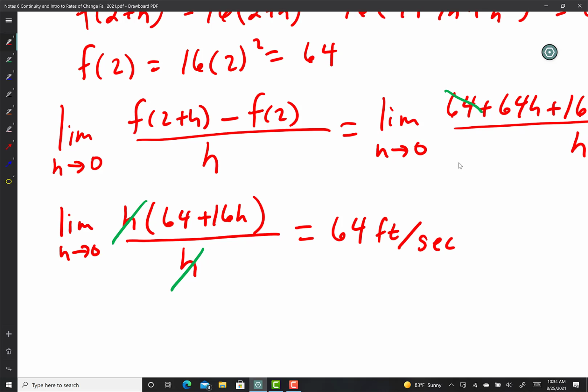So what did we just calculate? The instantaneous speed or velocity. For now, I mean, velocity is a vector, but we know we're falling down. The instantaneous velocity is 64 feet per second at t equals 2 seconds. So when you're writing your statements, make sure that we're specific.